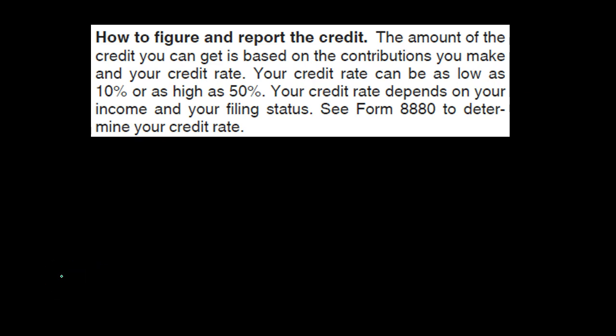How to figure and report the credit. The amount of the credit you can get is based on the contributions you make and your credit rate. Your credit rate can be as low as 10% or as high as 50%. Your credit rate depends on your income and your filing status. See Form 8880 to determine your credit rate.